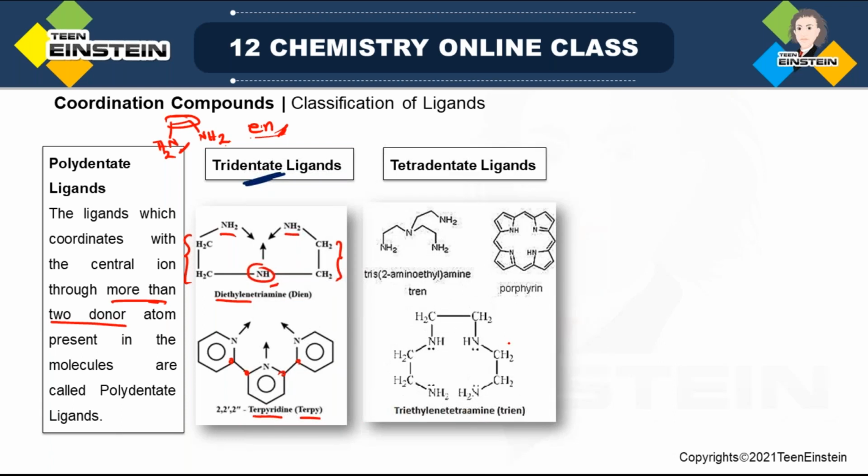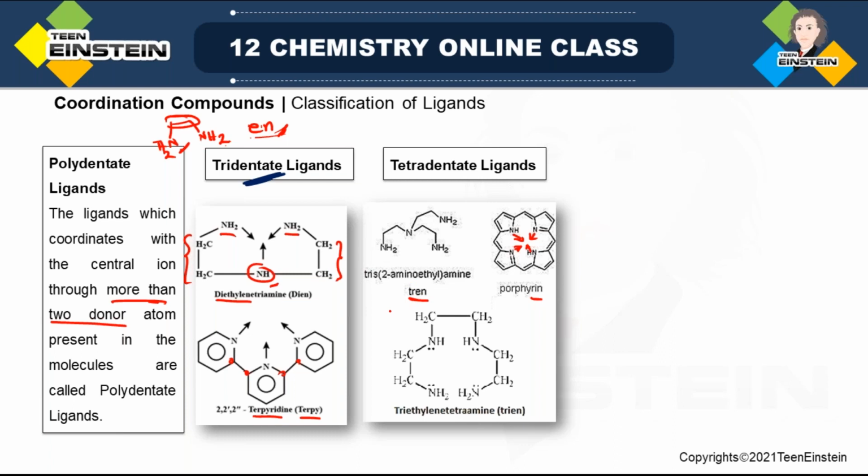Next example, tetradentate. Here we have the porphyrin ring. This type of ligand is naturally available, so in bioinorganic chemistry you can see this type of example. The porphyrin ring is a cyclic structure, and 4 nitrogen donating sites are present. The metal atom present inside is coordinated by 4 nitrogen atoms from 4 sides. Fine.